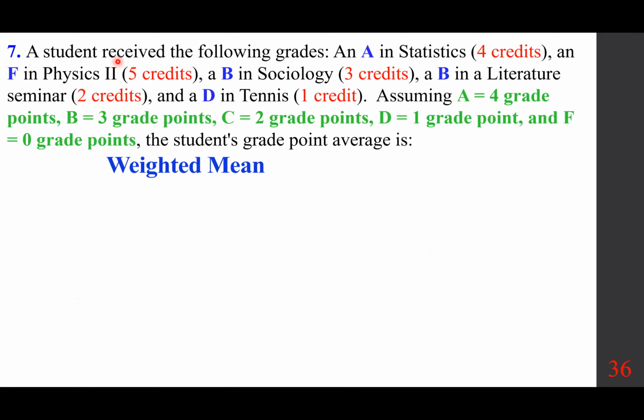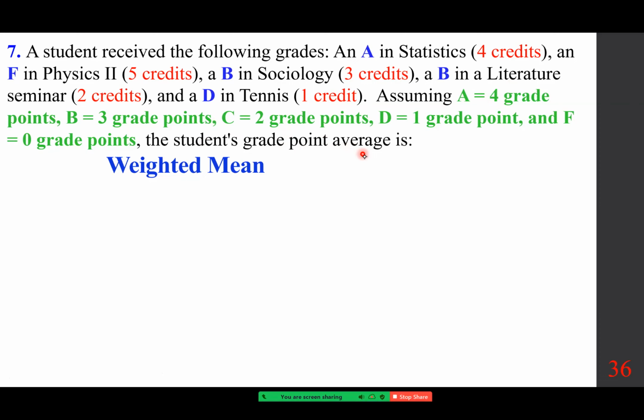A student received the following grades: an A in statistics, 4 credits, an F in physics, 5 credits, a B in sociology, 3 credits, a B in literature, 2 credits, and a D in tennis, 1 credit. Assume A is 4 grade points, B is 3, C is 2, D is 1, and F is 0. And that's how your GPA is calculated, by the way. So what is the GPA for this student?